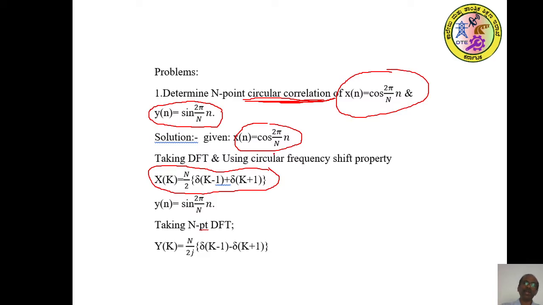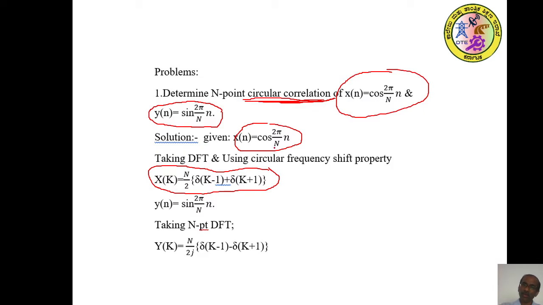cos 2 pi by N into small n. There should be some constant here. In my previous class, it is called k naught. Here, if nothing is given for k naught, it means it is 1. Therefore, it is N by 2 into delta k minus 1 plus delta k plus 1.